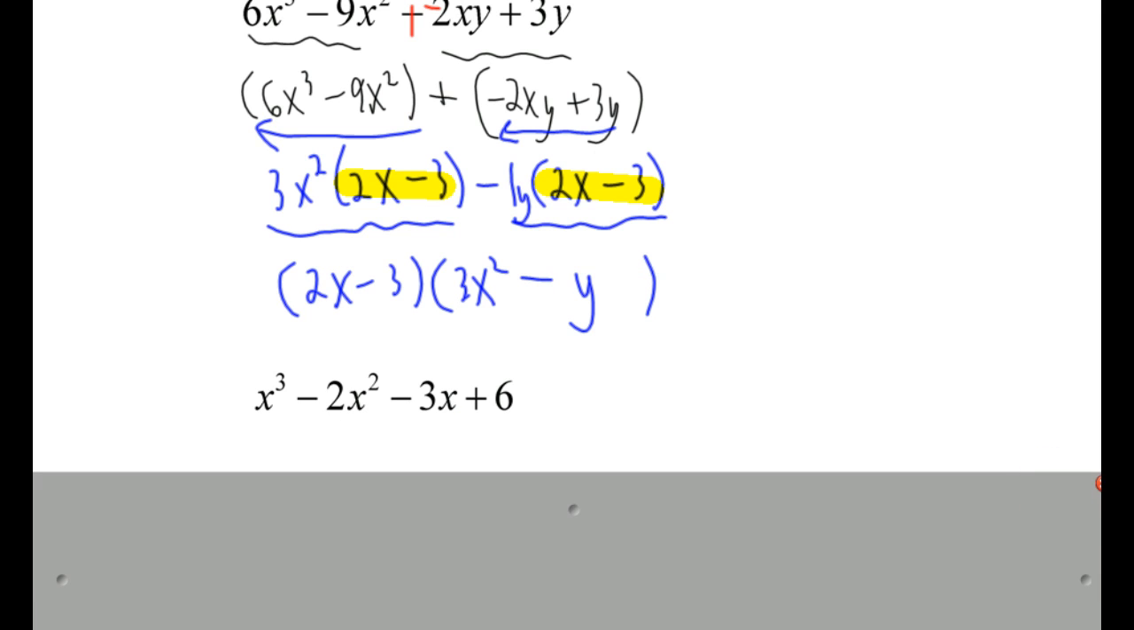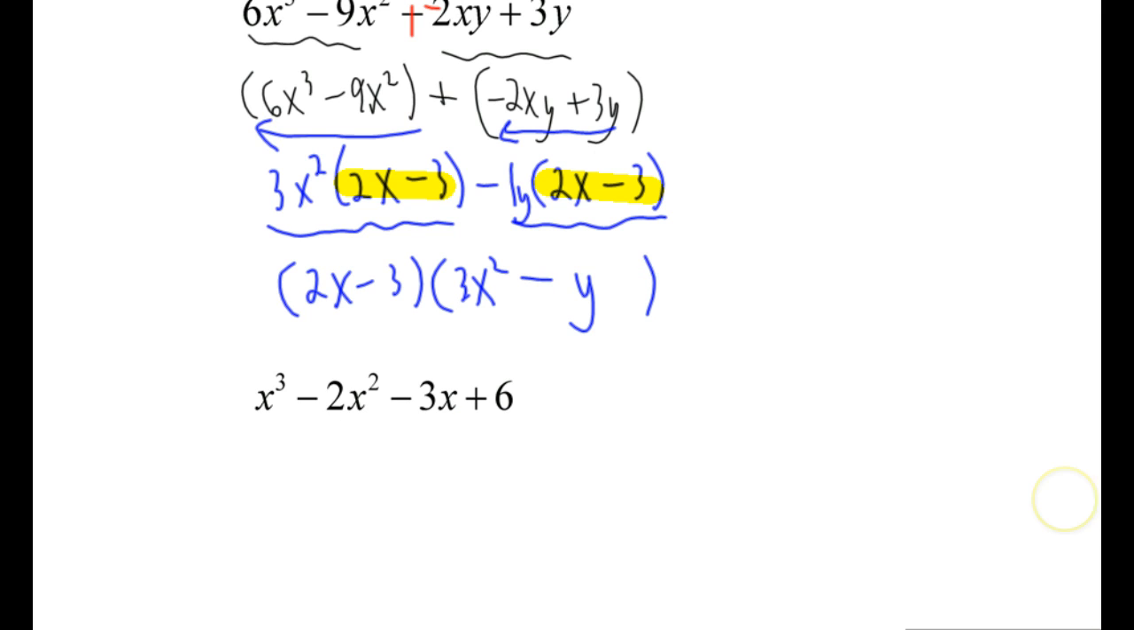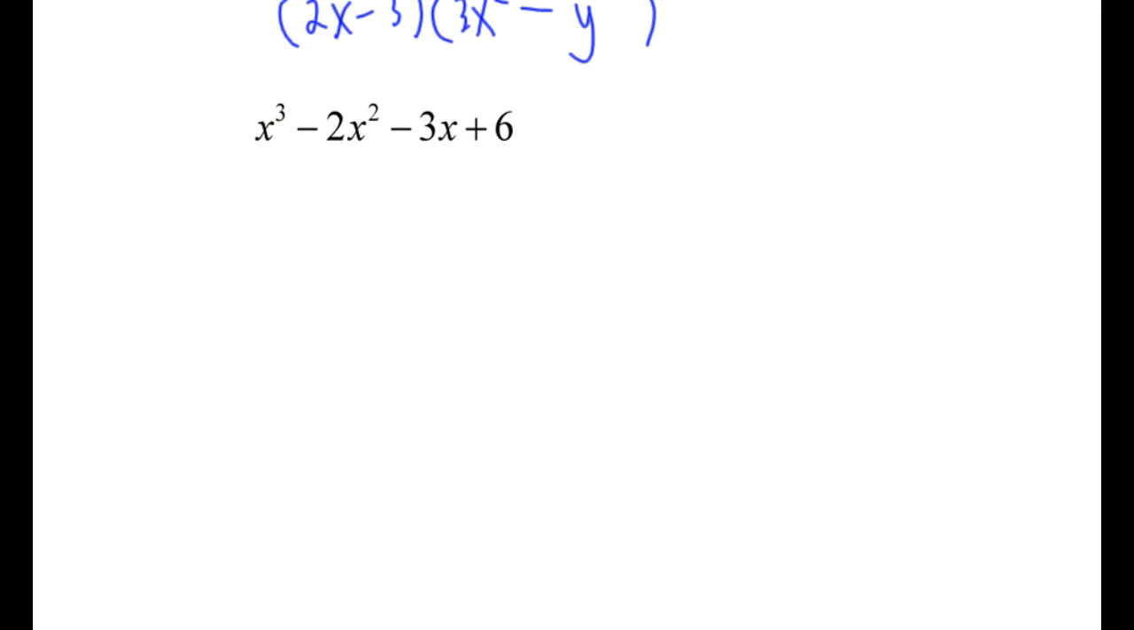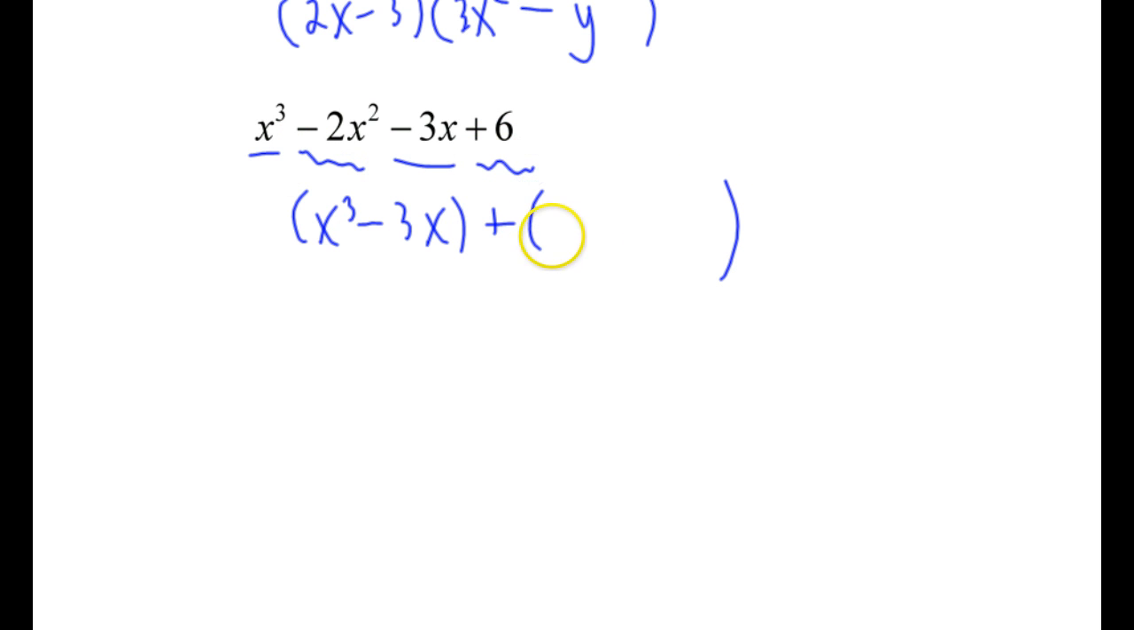Let's try one more. So it's got four terms. So you could try to factor a different way. Let's just try. Let's try the first and third terms together. Let's see what happens. So if we go x cubed minus 3x plus, I always want a plus there. It'd be this term and this term. So I'll say negative 2x squared plus 6.